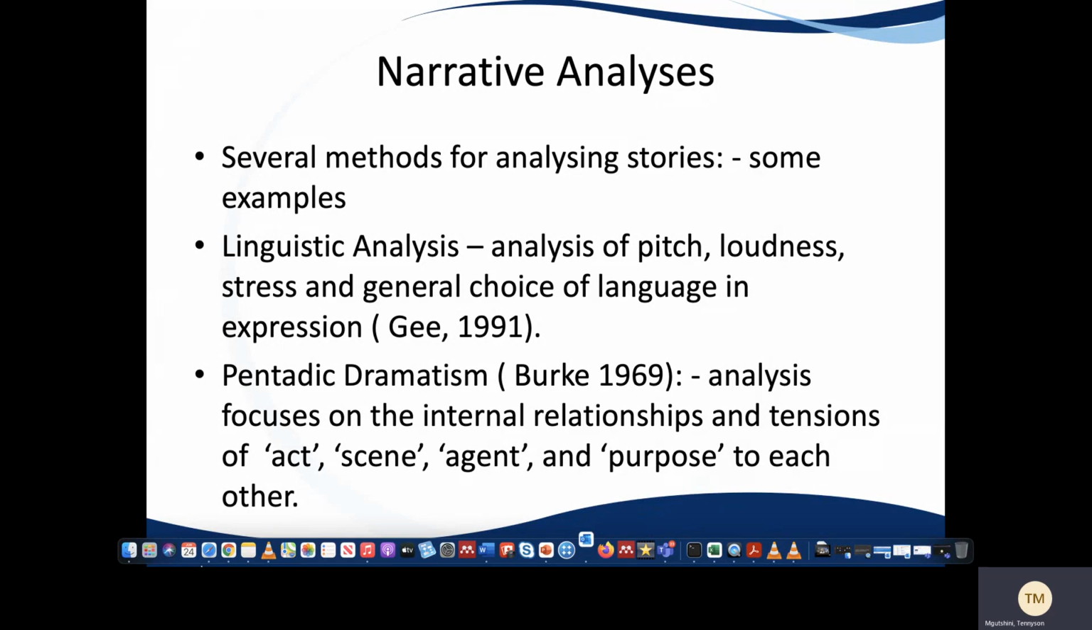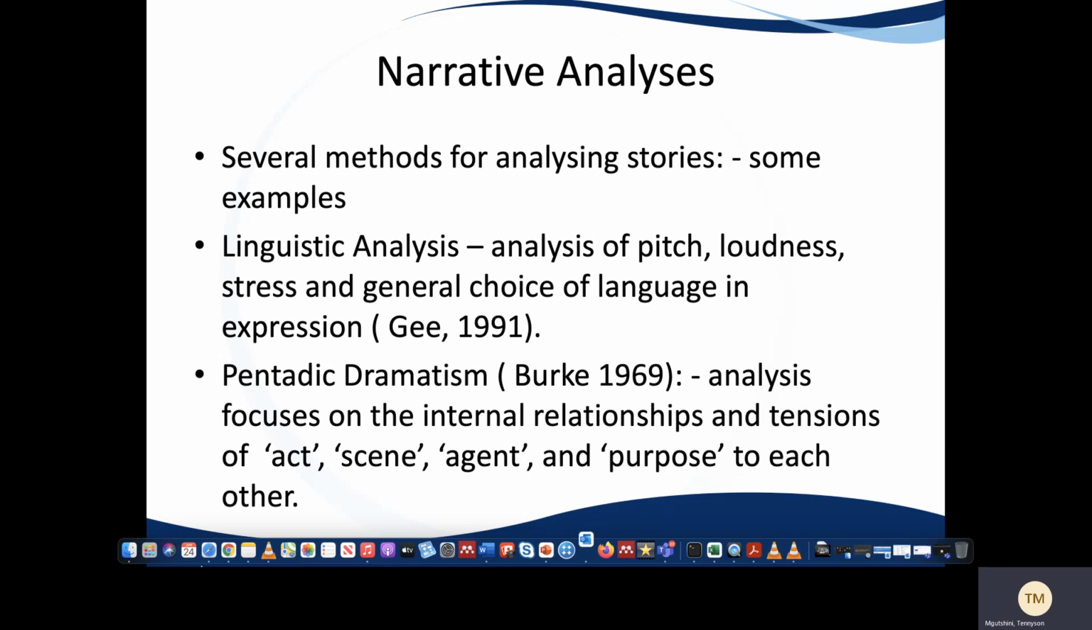So in the world of narrative analysis, there are subtypes of analysis that occur. Some will talk about linguistic analysis, where you actually assess the pitch, the loudness of what was being said, the apparent stress in the intonation, the general choice of language that people use. Do they swear when they are narrating things to you? And that becomes a form of analysis, but specifically on the language.